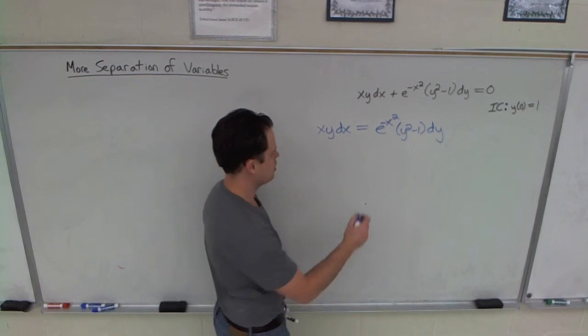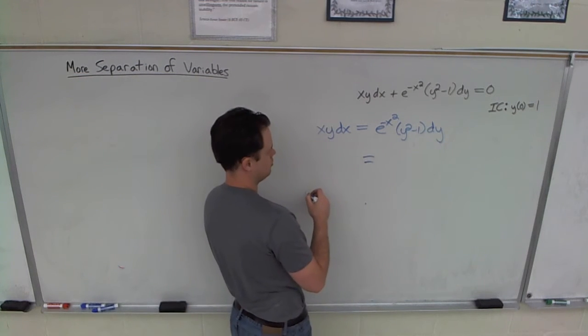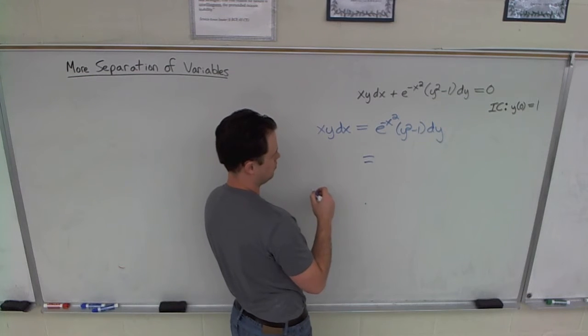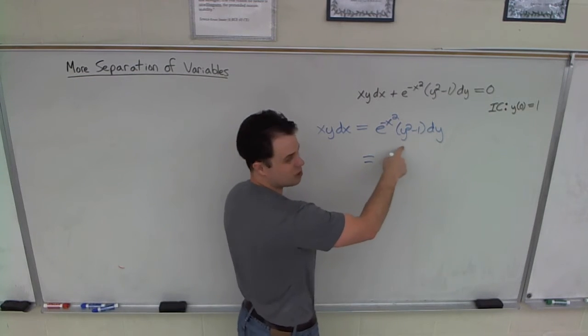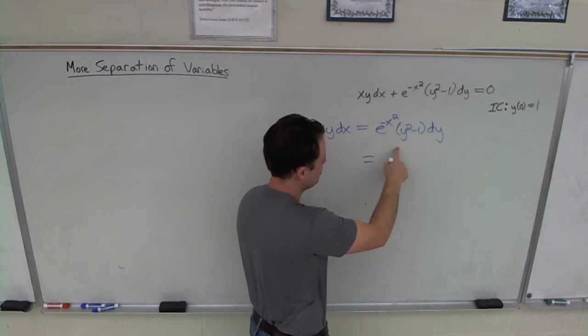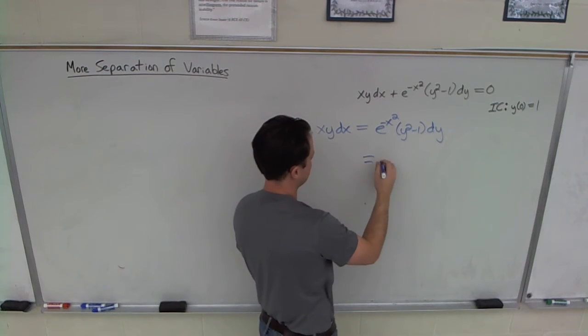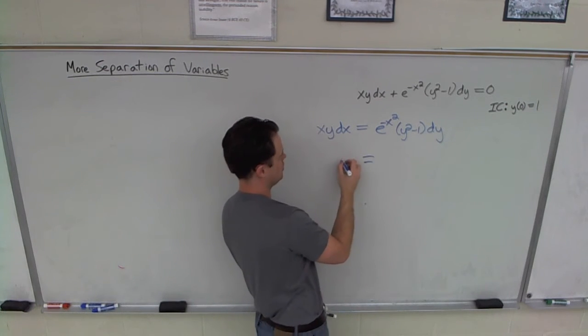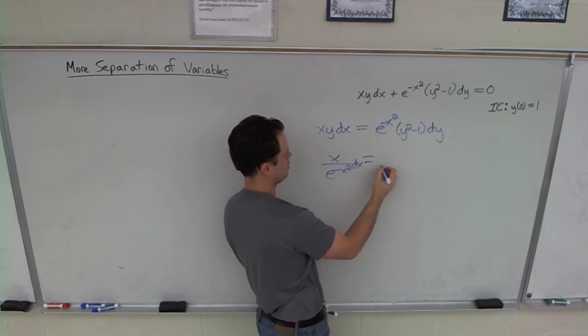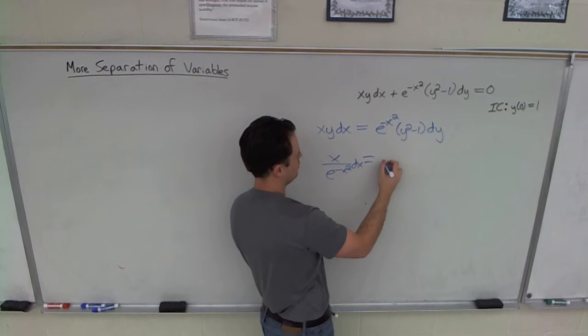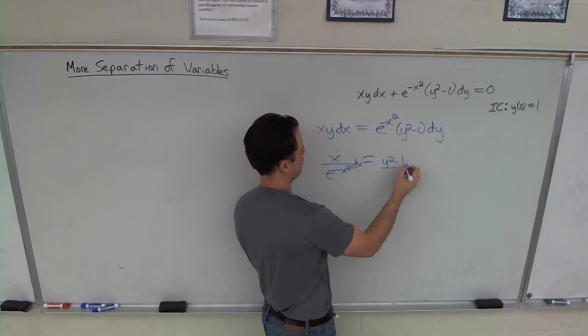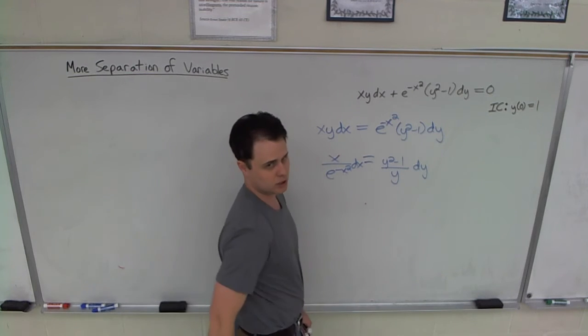Okay, so now separating. Divide by y. The y's are kind of already over here. I'm going to stick on that side. You guys know what I mean? So I think I'm going to divide that way. You're right, Parker. And then move this way. Yeah. So we'll have x over e to the negative x squared dx. And over here we have y squared minus 1. That y is going to go to this side, and we've got dy over there already.